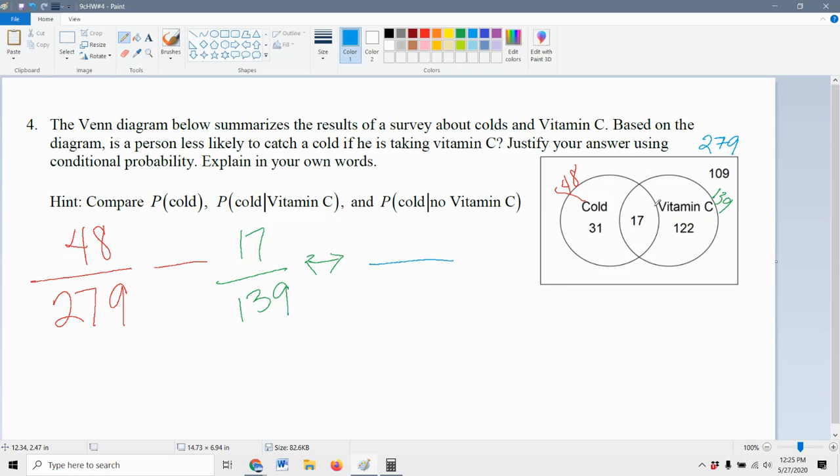Okay? Well, that means that we can't consider this number. We can't consider this number. That means that one goes away. So the total number of people that did not take vitamin C, 31, these are the people that did not take vitamin C. Or we're just going to call them no C. Okay, so 31 of the people that did not take vitamin C, well, they had a cold. And then 109 did not take vitamin C, and they did not have a cold. Okay?